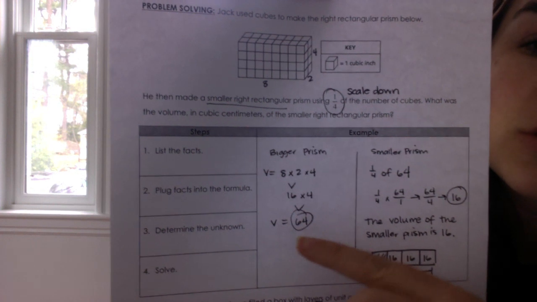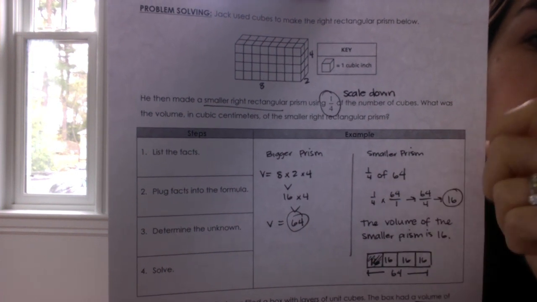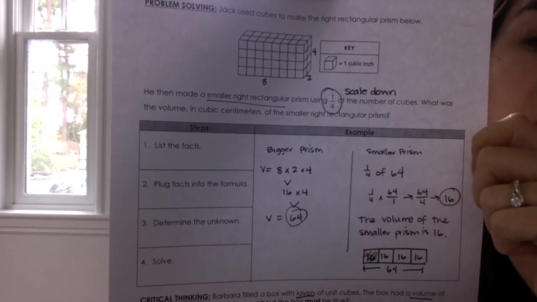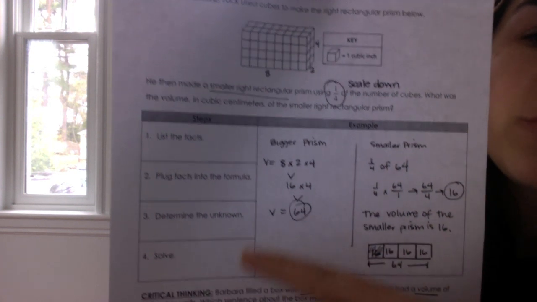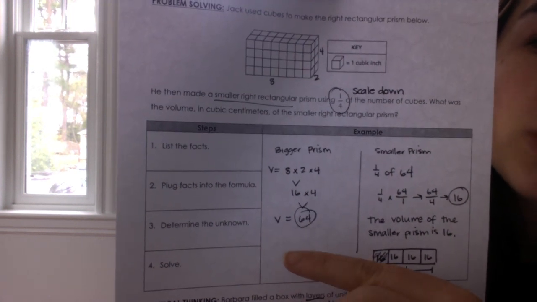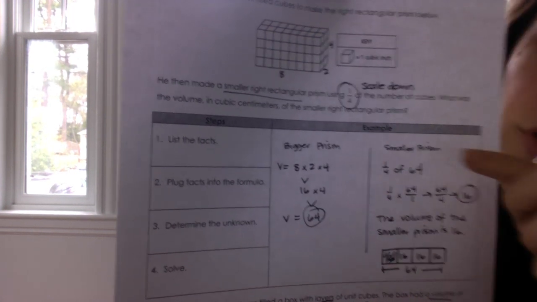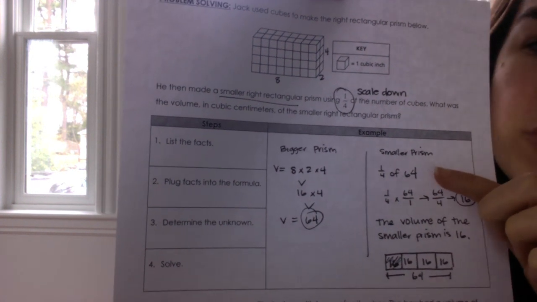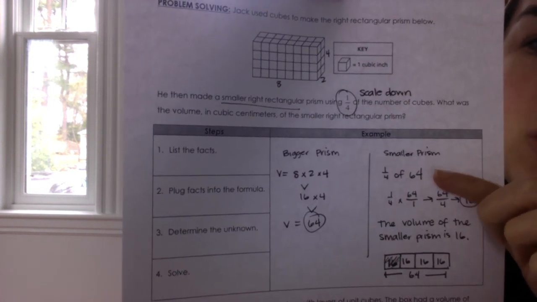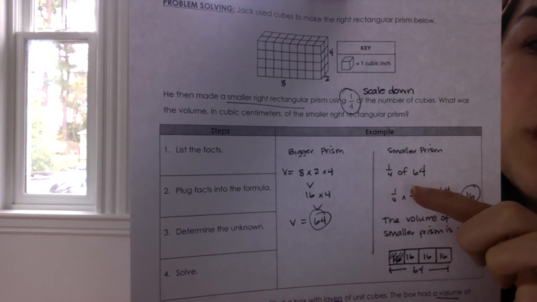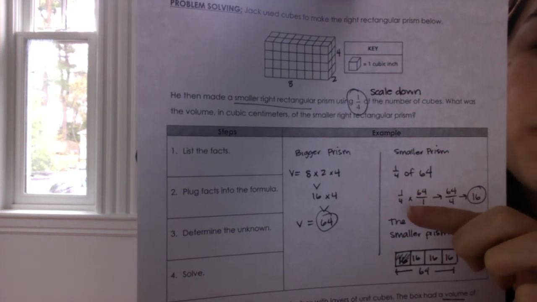However, in the problem, it says that the smaller prism has only 1/4 the number of cubes. So what I had to do then is scale down the number of cubes from the first prism, which was 64, scale it down to only 1/4 of its size. So I wrote out 1/4 of 64. Now, if you remember, when you see that word "of," when you're scaling something down, it's multiplication.